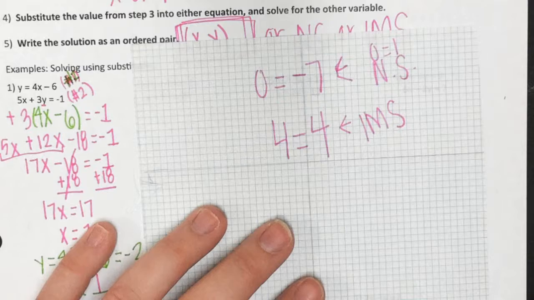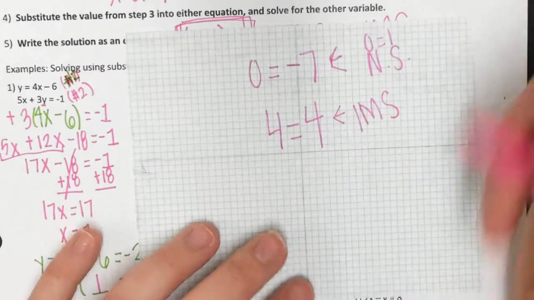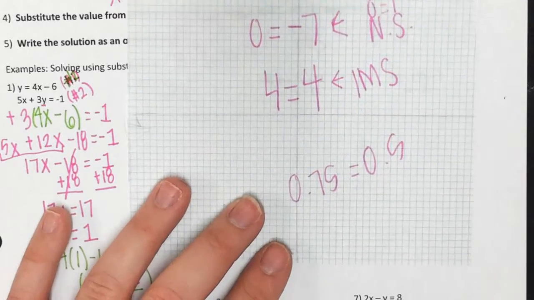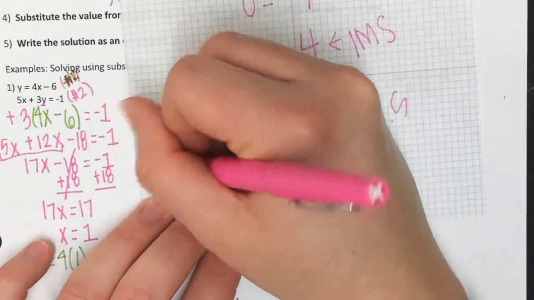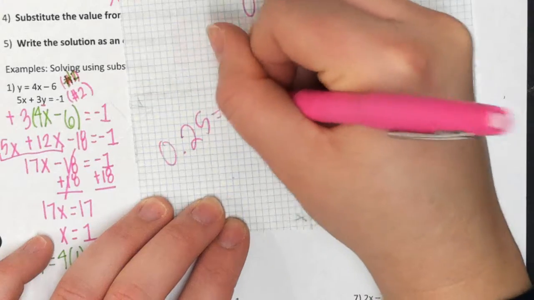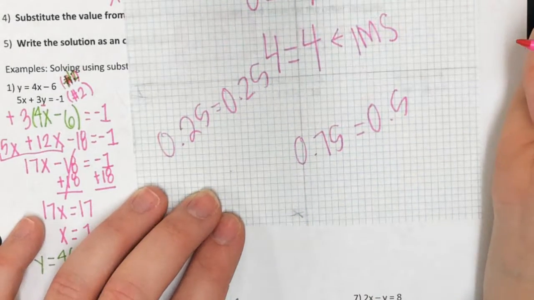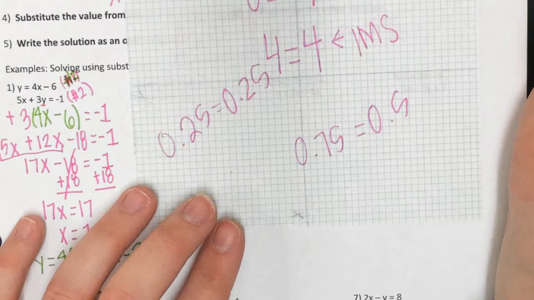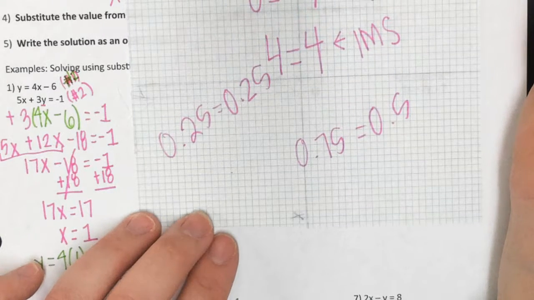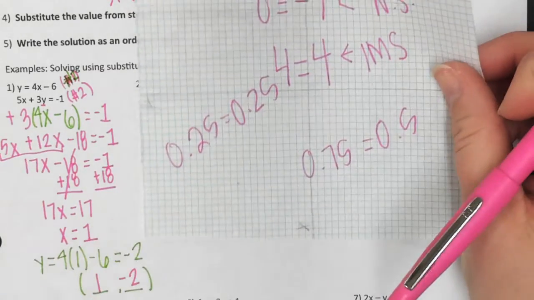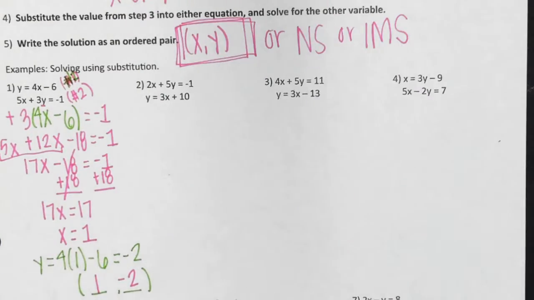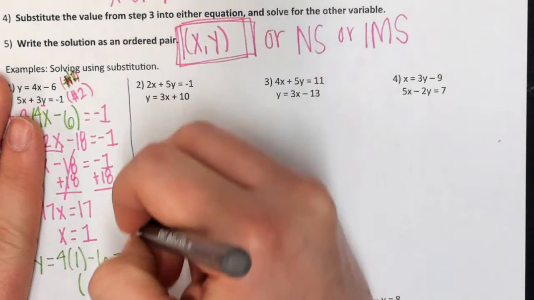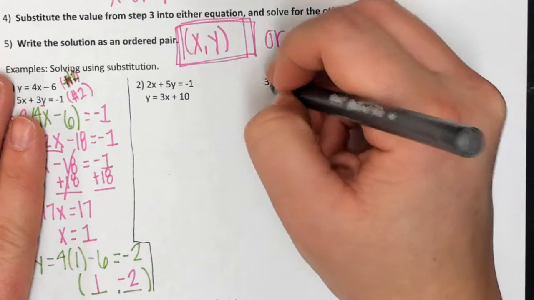It could be 0.75 equals 0.5. What if I had 0.25 equals 0.25? What if it was like 0.3 and then 0.25? Not the same. They have to be exactly the same. All right. I like to draw a line right here to block this off.